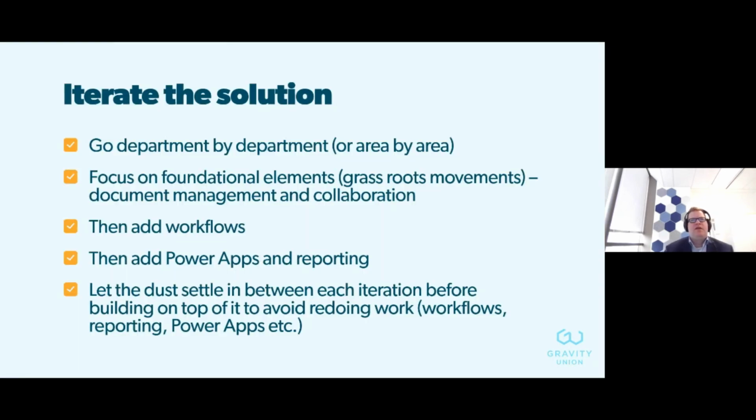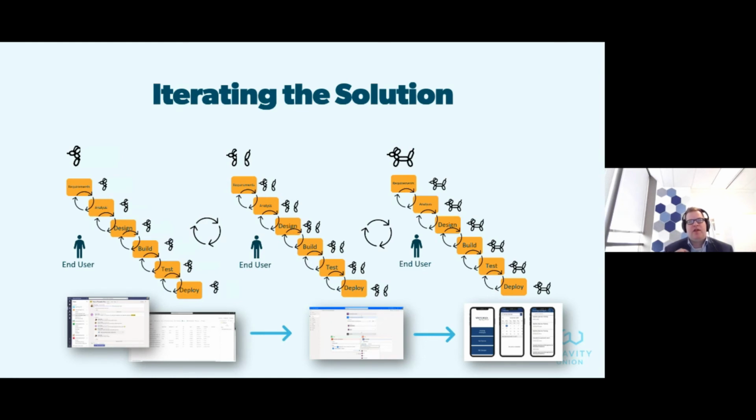Iterate on this solution. So we typically want to go department by department. We'll focus on the foundational elements, the grassroots movements of that department's content or solution, and then get fancy with the workflows and Power Apps. What you want to do is have that dust really settle in between the iterations of your solution. If you go in and try to build out an organization's or department's solution from end to end, considering every workflow, every Power Automate solution, every document library all at once, chances are, in the spirit of Agile, which is to get feedback and make changes, you'll have to redo things.